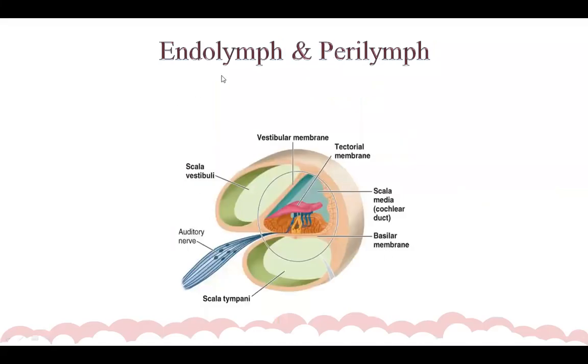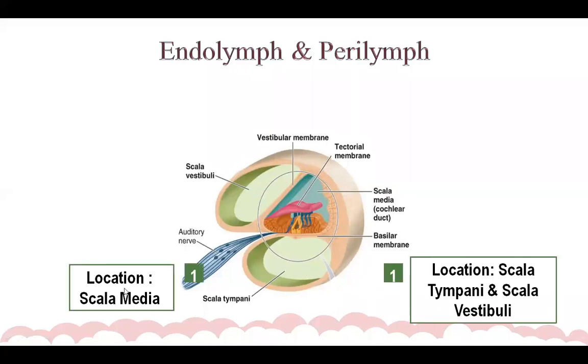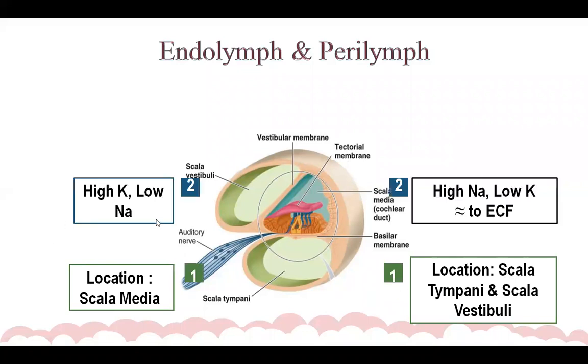So to summarize the differences between endolymph and perilymph. Here you see scala vestibuli and scala tympani, which contain perilymph, and the center one is scala media, which contains endolymph. The green one is perilymph, the blue is endolymph. The location of endolymph is scala media, and the location of perilymph is scala tympani and scala vestibuli.